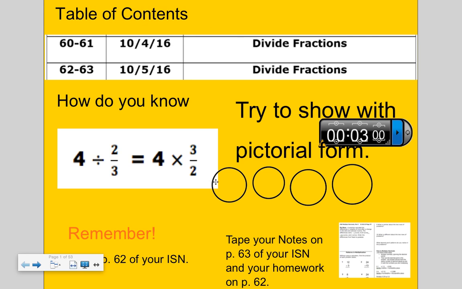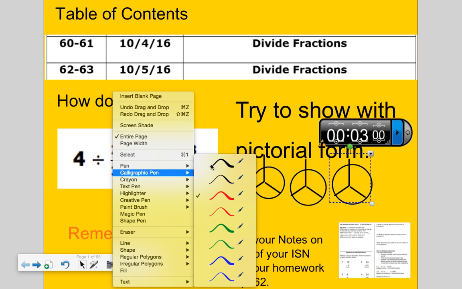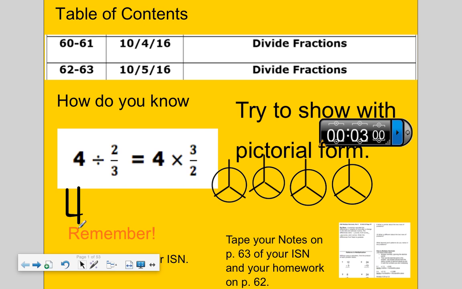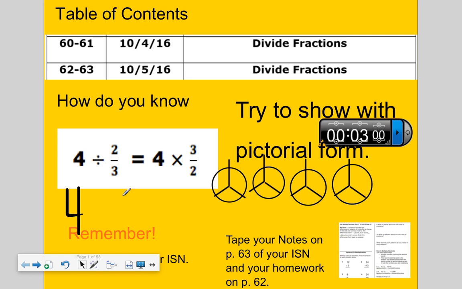So we have 4 wholes. I would like to split them into thirds. Split them into thirds. So I just split them into thirds. So I started with 4, let me use a different pen color. I started with 4 circles and I split them into thirds.